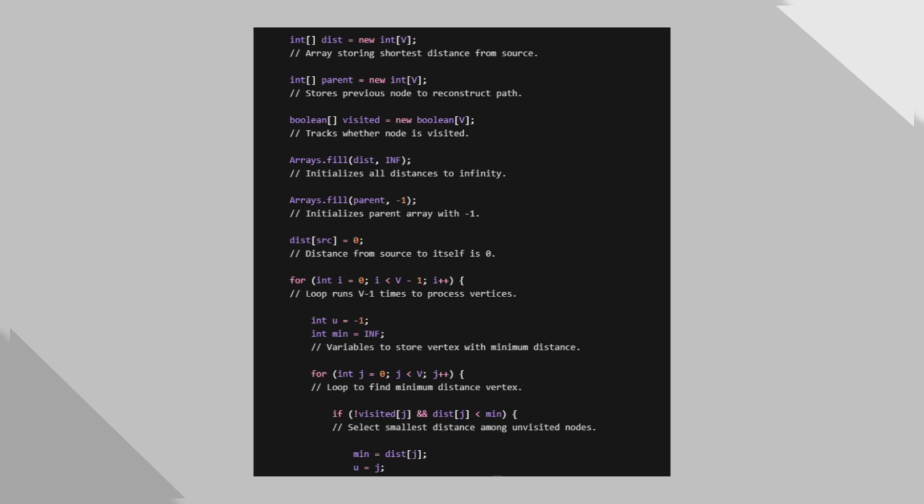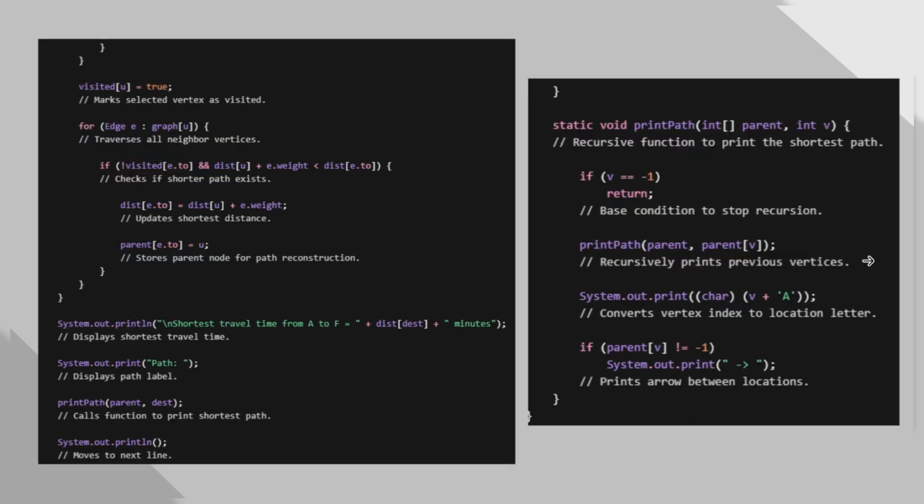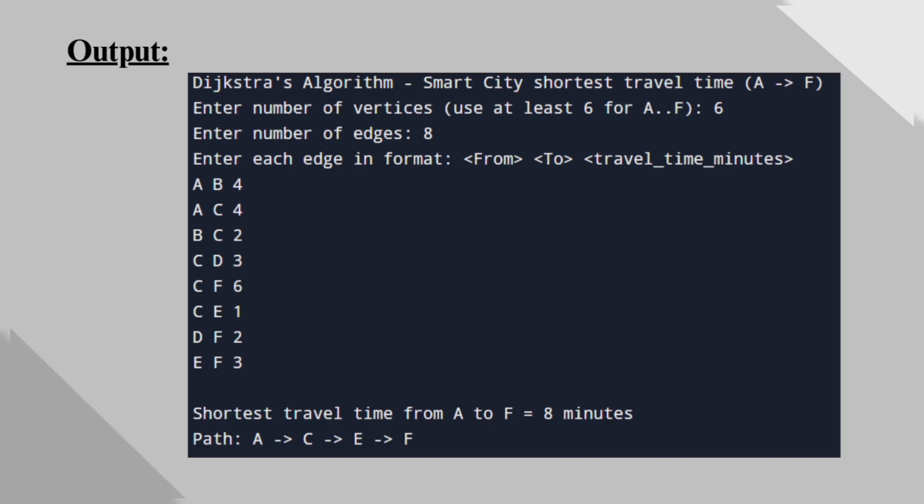In each iteration, the algorithm selects the unvisited node with the minimum distance. The node is marked as visited, then all its neighboring nodes are checked. If a shorter path is found, the distance is updated. The parent of the node is also stored to reconstruct the path. Finally, the program prints the shortest travel time from A to F. It also prints the shortest path using a recursive function, which displays the path step by step. Now let us see the output slide.